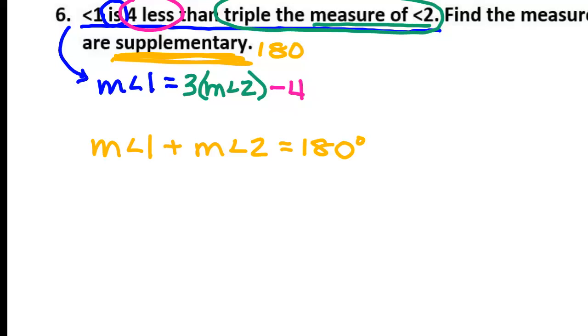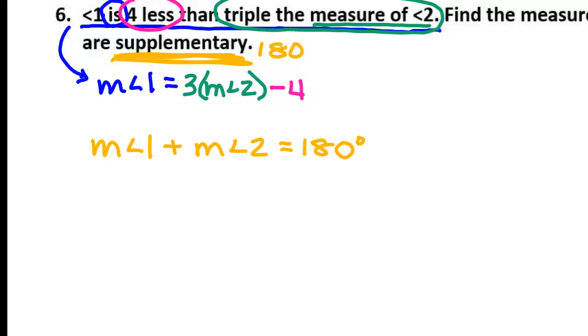When you're looking at the alphabet, which one comes first? C for complementary or S for supplementary? C. 90 comes first on the number line. Complementary comes first in the alphabet. 90 and complementary go together. 180 comes later on the number line. S for supplementary comes later in the alphabet. 180 and supplementary go together.